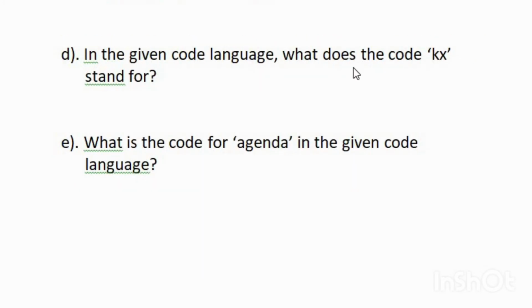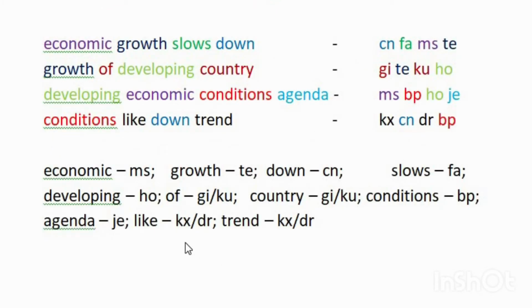Next question, what does the code KX stand for in the given code language? KX is the code for either like or trend, right? We got like can be coded as either KX or DR, and trend also can be coded as KX or DR. So the exact code for KX we don't know. It is either like or trend.